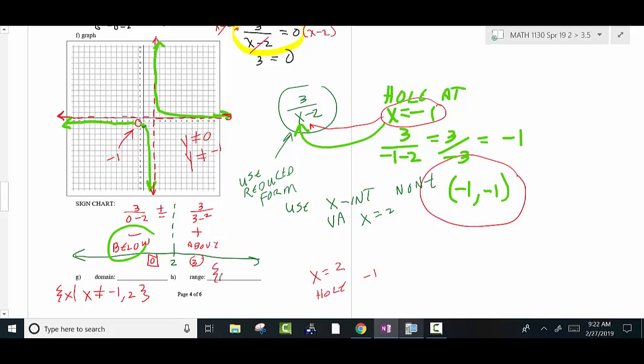So for your range, you would say the set of y is not equal to 0, because that's the horizontal asymptote, and it clearly never touches the horizontal asymptote, but then you got that hole. That's why it's important to see what the y value of that hole is going to be, because in this case, it's not going to be -1. All right, are you with me there?